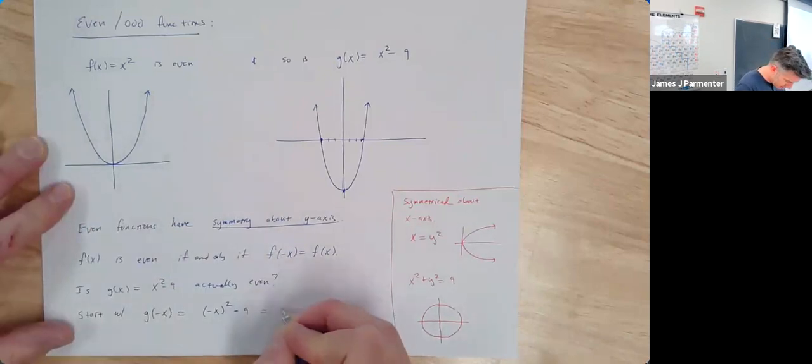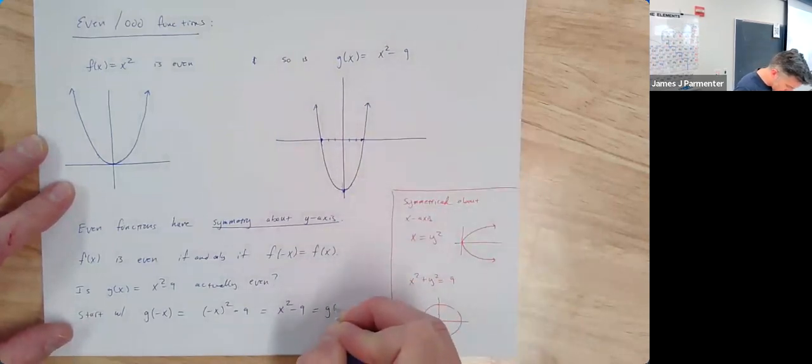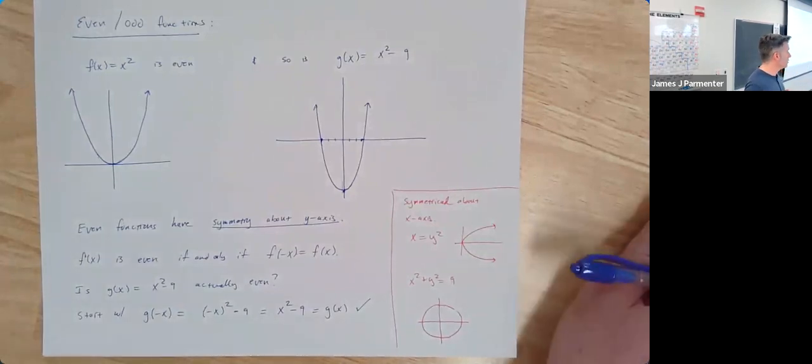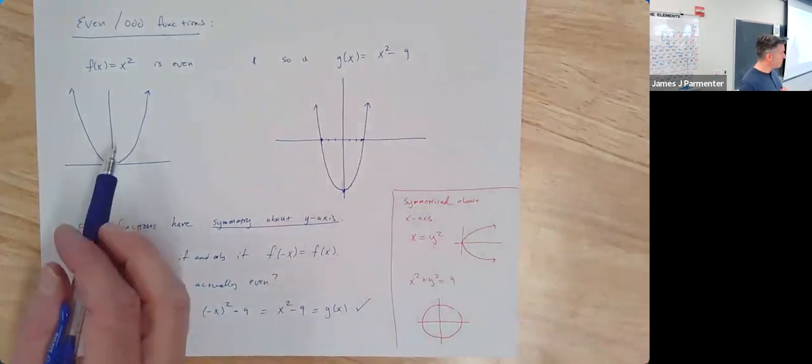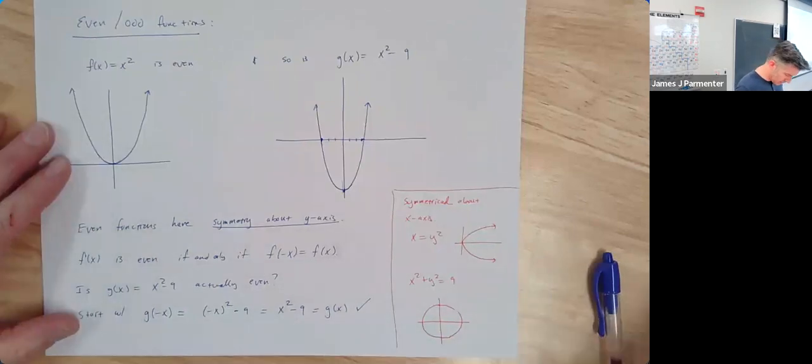So this is positive x squared minus 9, but that's exactly the function we started with. So this checks out. G of x equal to x squared minus 9 is definitely an even function. It has the right symmetry, and as importantly, when you check the actual condition, you get what you need.